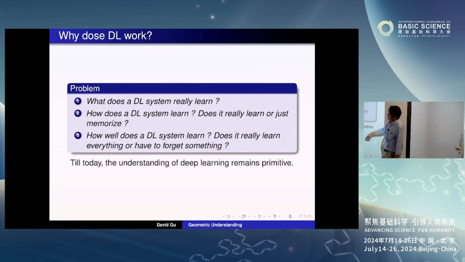The second one, how does a DL system really learn? We know the neural network has so many neurons, right? Billions. So therefore, the capacity is huge. So in principle, the network can really memorize everything. Now how can you justify we really learn something or just memorize, from a mathematical point of view? Then, how well does a DL system learn? Does it really learn everything or have to forget something? What's the fundamental reason for that?